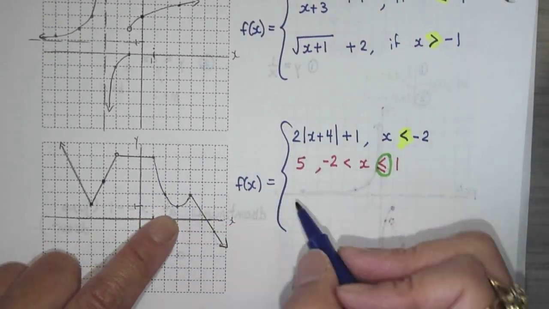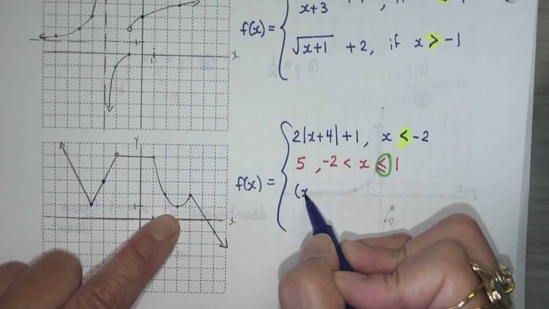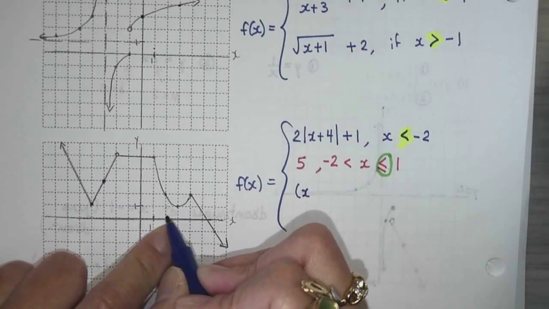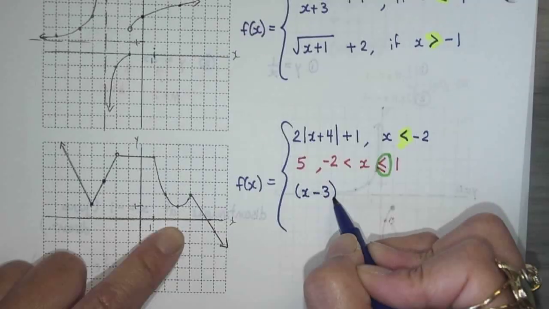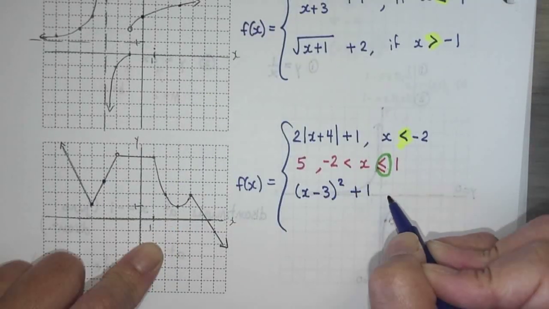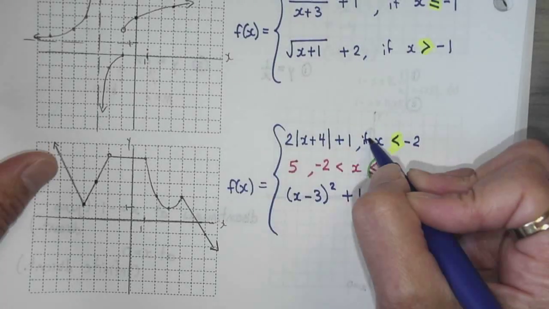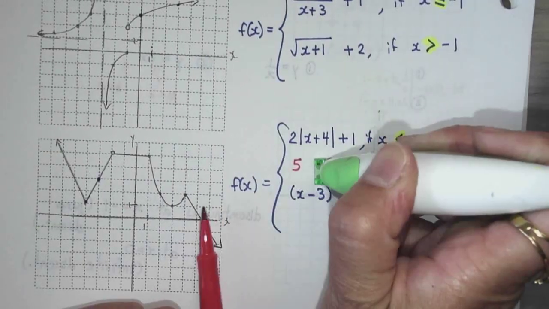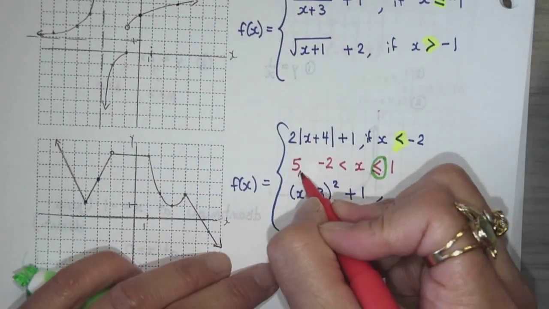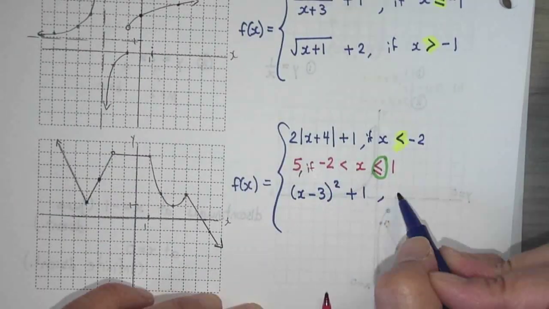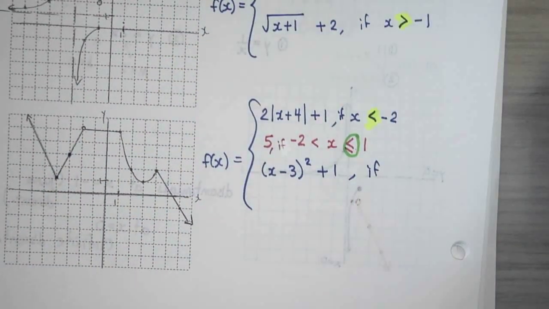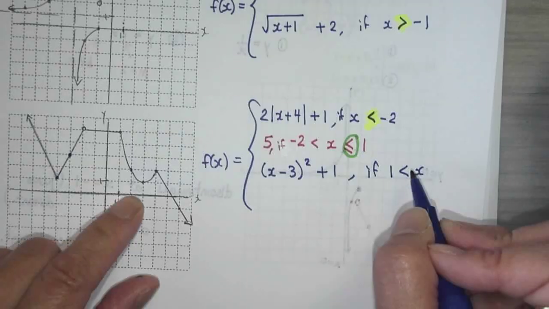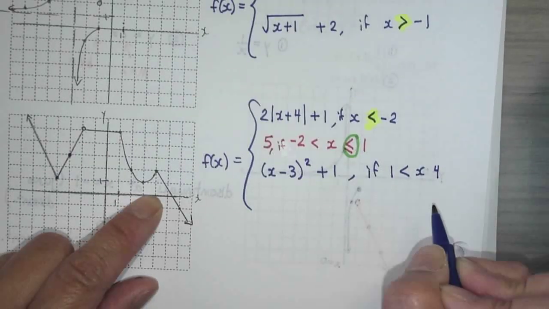Okay, so over here, we've got the parabola. So we've got x. It's just the regular shape, because there's no stretch or shrink, so I'm not going to do anything there, but it's moved to the right 3, so (x-3) squared plus 1. Oh, I forgot to put if. I usually put if. And this will be from 1, so x is between 1 and, looks like 2, 3, 4.